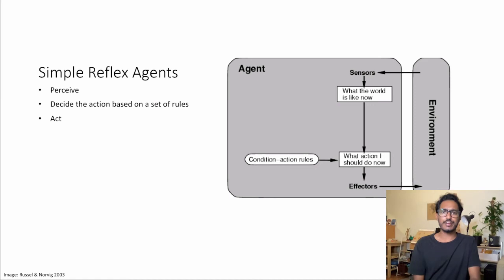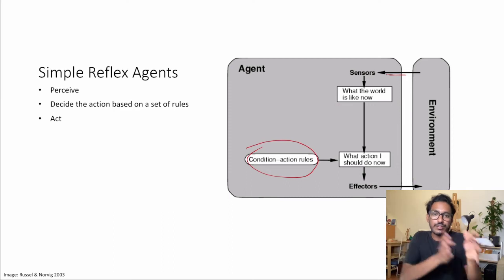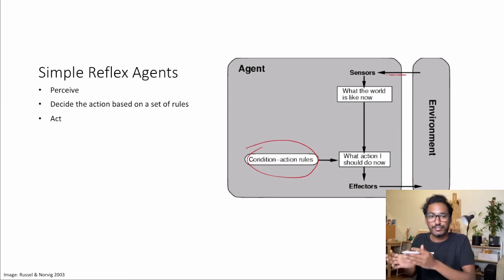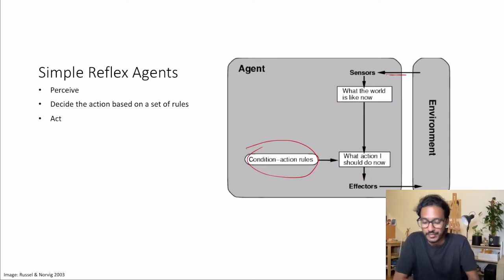So a simple reflex agent is, as the name suggests, quite simple. You have the environment. The agent always has sensors and effectors. Sensors perceive, effectors act. When the agent gets to know what the world is like now, it has some condition-action rules, very simple rules. If A, do X. If B, do Y. They have a rule table. Based on these rules, it acts. Perceive, decide the action based on the set of rules, then act. It's very straightforward.